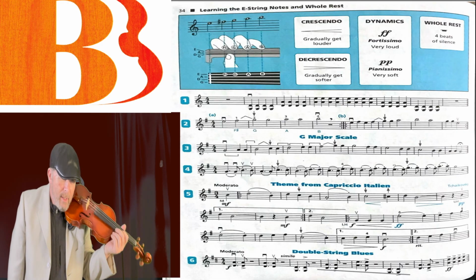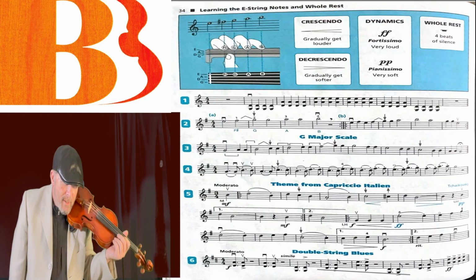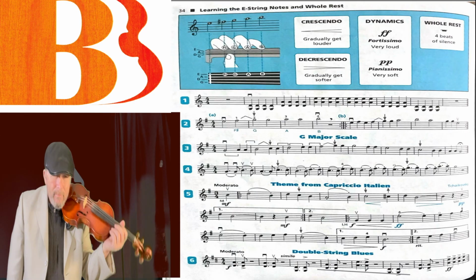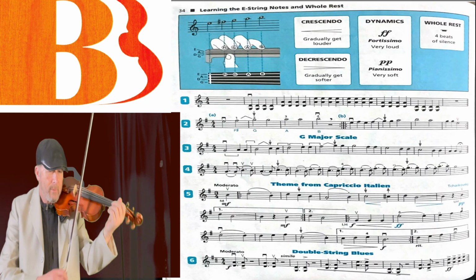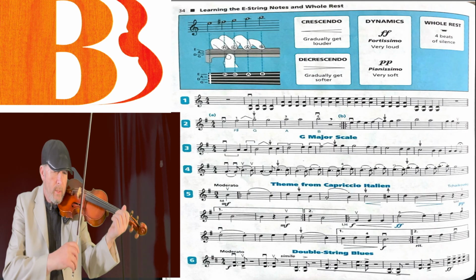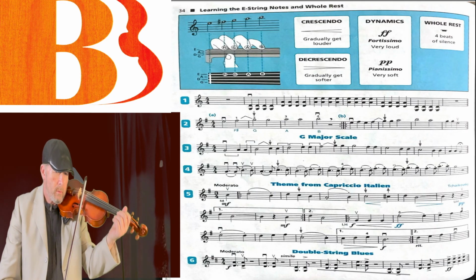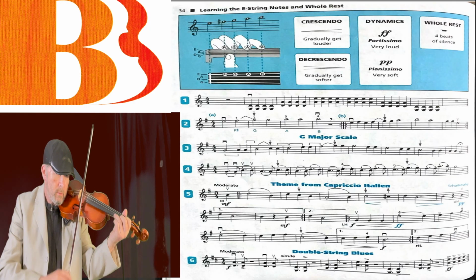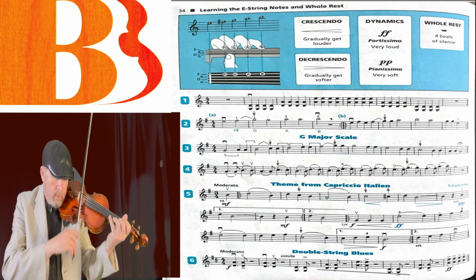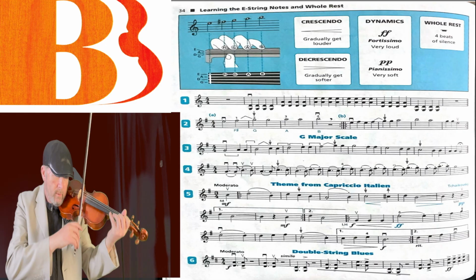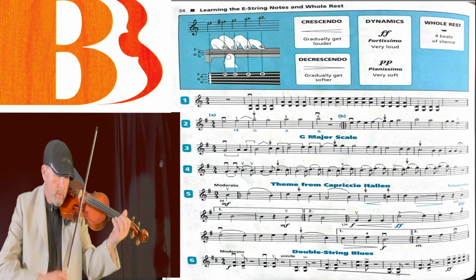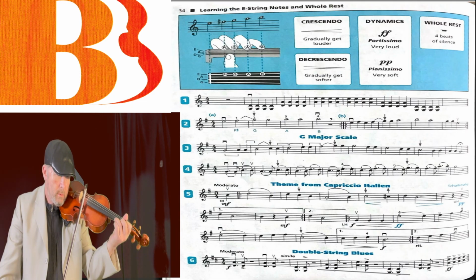So you're going to do E, F sharp, then G natural, and A. This is an exercise in low 2s on the E string. 1, 2, 3, 4. Lift. And go on.